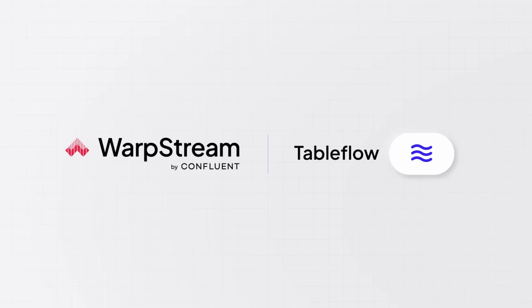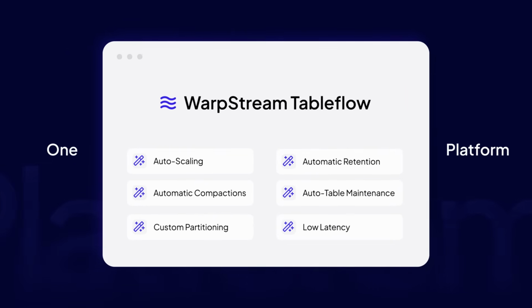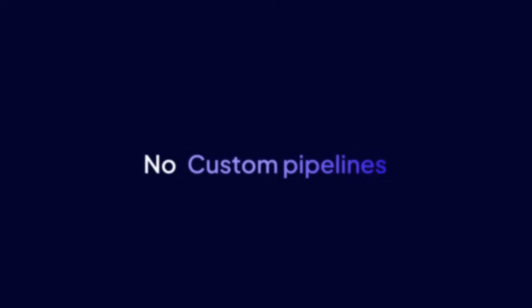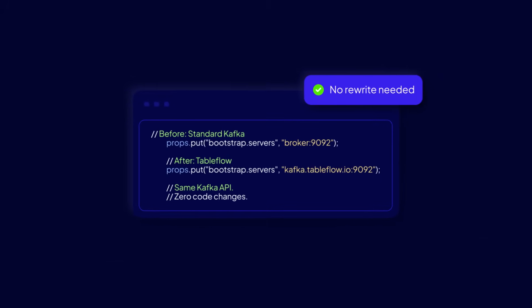WarpStream Tableflow is a streaming database that writes directly to Apache Iceberg tables. One platform, no Spark jobs, no custom pipelines, no operational overhead. Produce to Tableflow with the Kafka protocol.